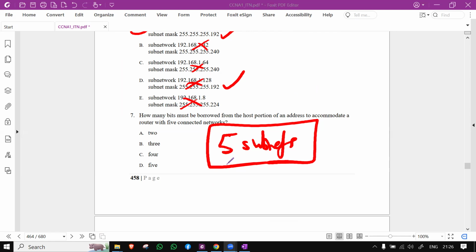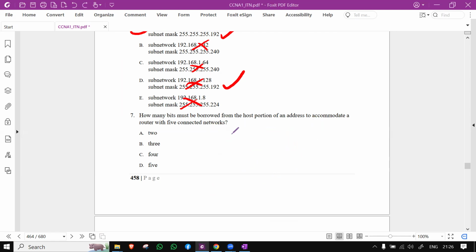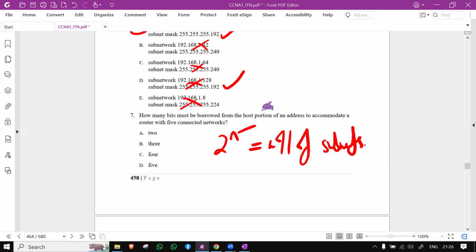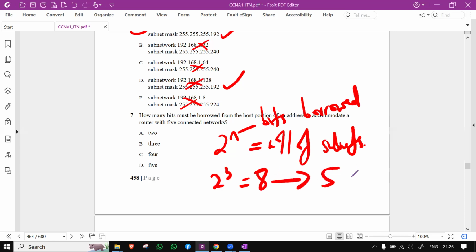3, correct. How can you find the answer for that one? If you want to create 5 subnets, 2 to the power of n equals the number of subnets. What is n? n is the number of bits borrowed from the host portion to the network portion. If I get 2 to the power of 3, I get 8, and from these 8 are my 5 subnets. 2 to the power of 2 gives 4, which means I don't have enough subnets. So our answer here is 3.